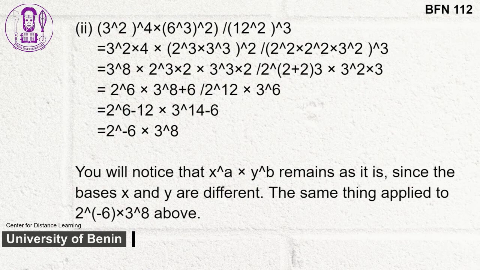Equals 2 to the power of 6 times 3 to the power of 8 plus 6 all over 2 to the power of 12 times 3 to the power of 6, equals 2 to the power of 6 minus 12 times 3 to the power of 14 minus 6. Equals 2 to the power of minus 6 times 3 to the power of 8. You will notice that x to the power of a times y to the power of b remains as it is, since the bases x and y are different. The same thing applies to 2 to the power of minus 6 times 3 to the power of 8 above.